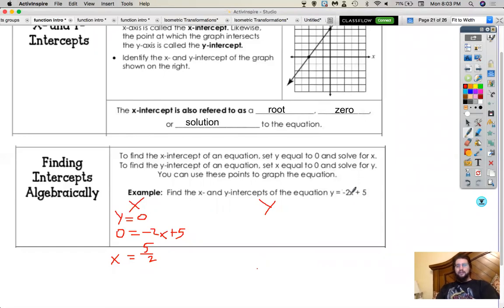Now the y-intercept, we plug in 0 for x. That's y equals, or f of x equals, whatever you happen to have here. Again, plug in 0 for x, and we get y is 5. Hopefully you can do that without a calculator. 0 times anything is 0. So 0 plus 5 is 5. Okay.